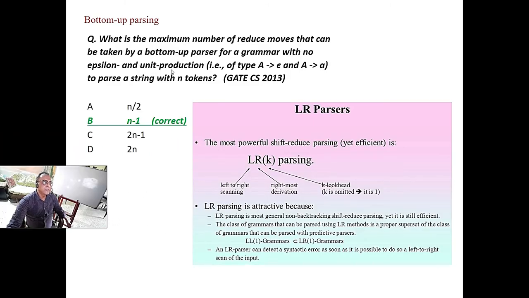Here, what is the maximum number of reduce moves that can be taken by a bottom up parser? There is no epsilon or unit production. See here the n tokens, it cannot be 2n minus 1, I have told you. 2n is not, n by 2 is also not. At the midway, you cannot say whether you accept it. So, the most possible answer is n minus 1. If there is another entry, n, then you will be confused, but you do not have to have n, you have to do one lookahead. So, n minus 1 is the correct answer. This is the explanation of LRK, which is very important.